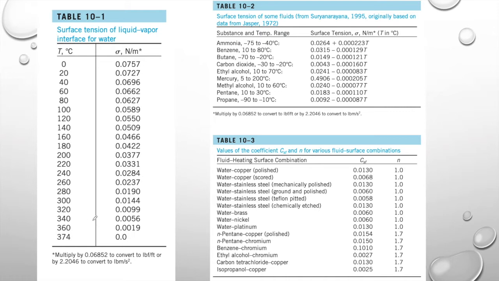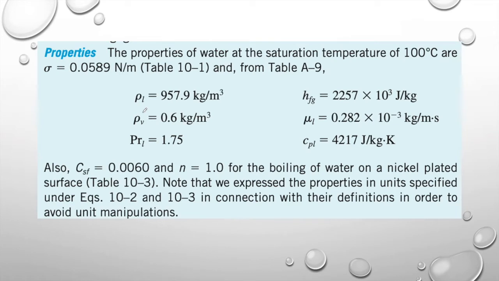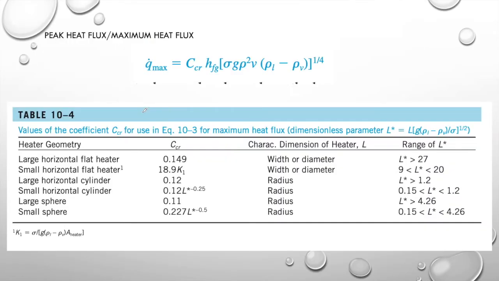At 100 degrees Celsius, you will have 0.0589 Newton per meter for your surface tension. And then the other properties will be referred to at the saturation temperature of 100 degrees Celsius. So now, to determine the maximum heat flux, we already determined all these properties, and then we have to determine the value of C_CR.